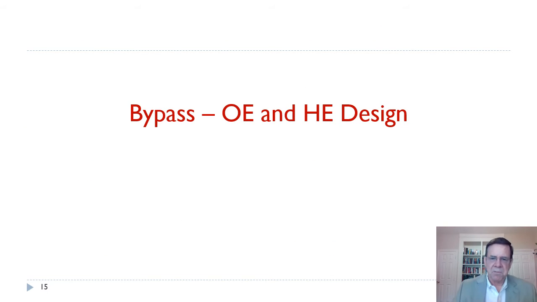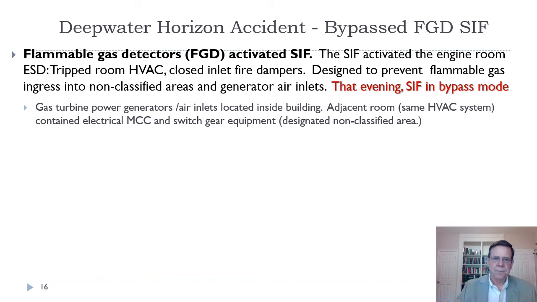So now we're going to move into bypass in terms of OE and HE design. So let's talk about the accident at Deepwater Horizon. Essentially you had a SIF, and the SIF was a flammable gas detection, and it was actuating a trip of HVAC, stopping fans and closing inlet dampers to a series of rooms.